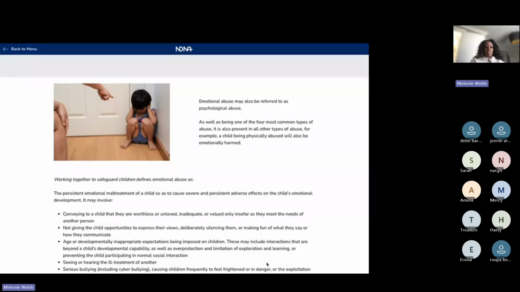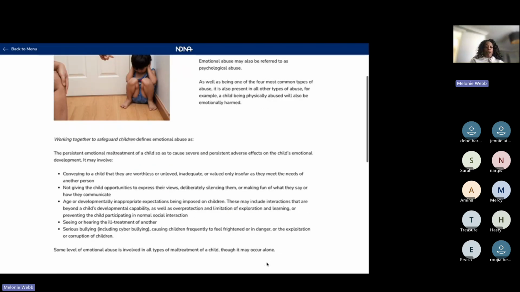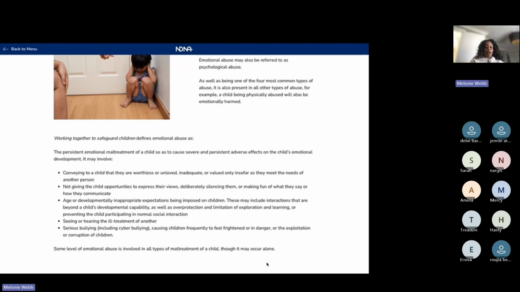Age or developmentally inappropriate expectations being imposed on them. These may include interactions that are beyond a child's developmental capability, as well as an overprotection and limitation of exploration and learning, or preventing the child participating in normal social interaction. Seeing or hearing the ill treatment of another, serious bullying, including cyberbullying, causing children frequently to feel frightened or in danger, or the exploitation or corruption of children.